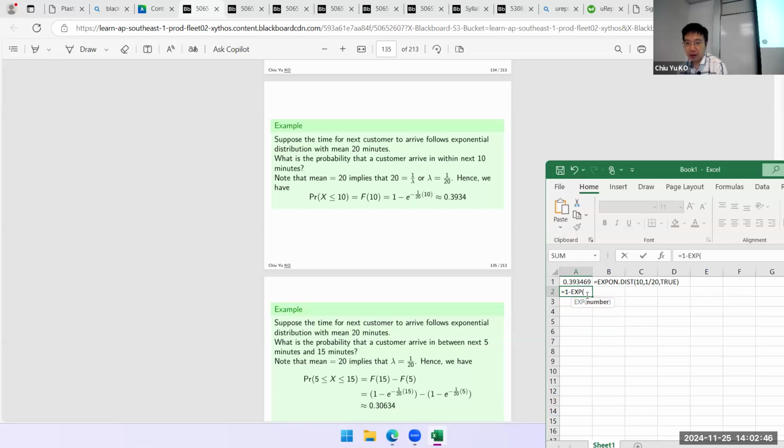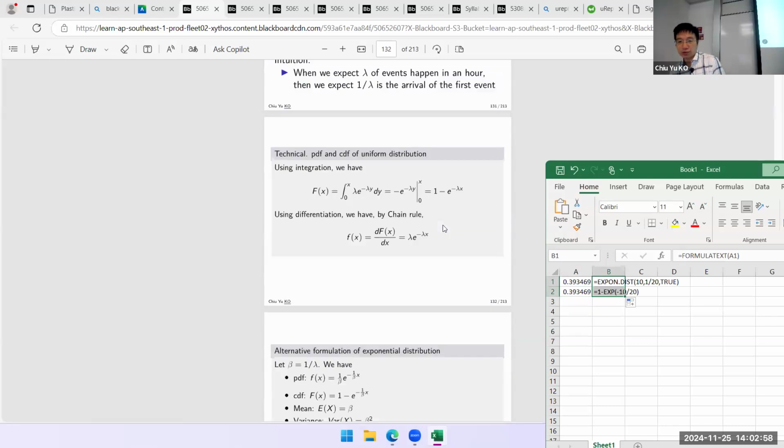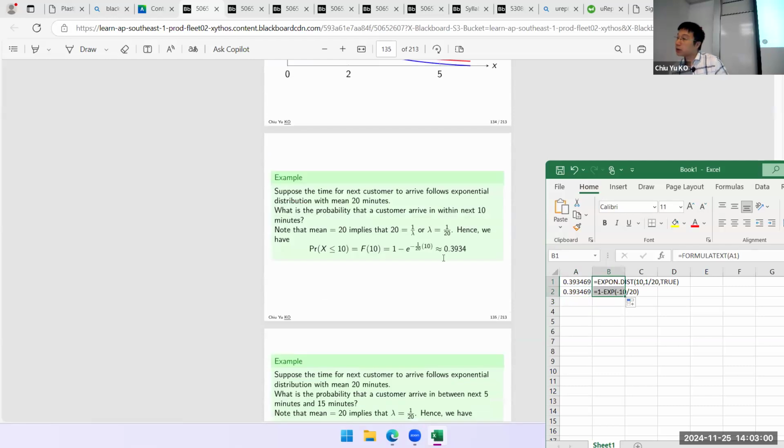Okay. EXP negative 10 over 20. Okay, the same formula. So this is what we have, right? We define F as this one. Okay, so I think the slide is correct.